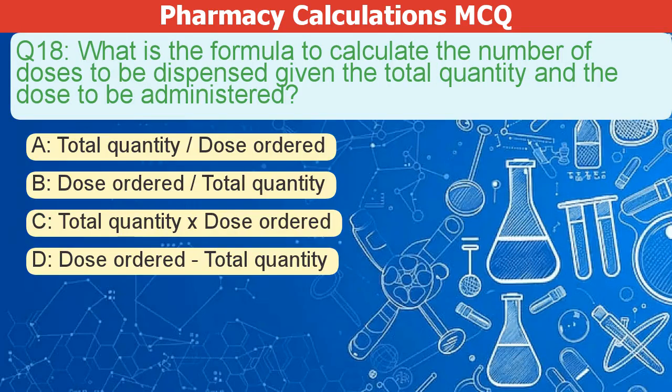What's the formula to calculate the number of doses to dispense, given the total quantity and the dose size? A. Total quantity divided by dose ordered. B. Dose ordered divided by total quantity. C. Total quantity multiplied by dose ordered. D. Dose ordered minus total quantity.